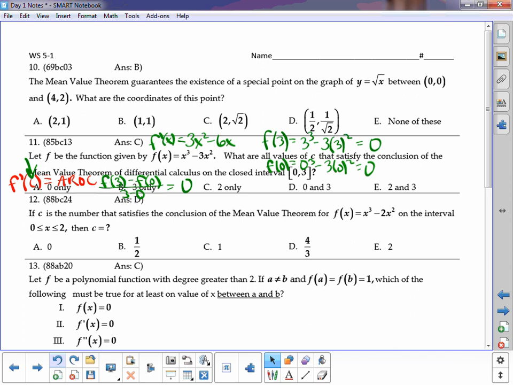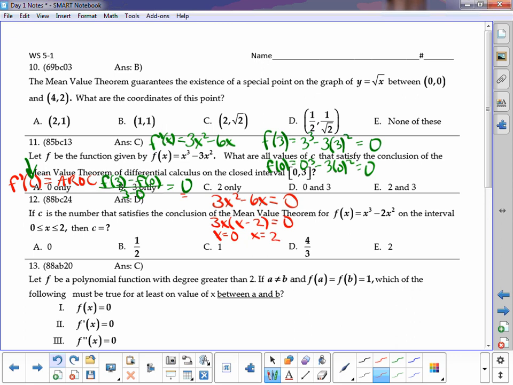So let's bring it together. Let's go back to my original piece here. I want to know, when does my derivative, 3x squared minus 6x, equal my average rate of change, which we just said was 0. You guys know how to solve that? Just factor, go from there. 3x times x minus 2 equals 0. x equals 0, x equals 2.